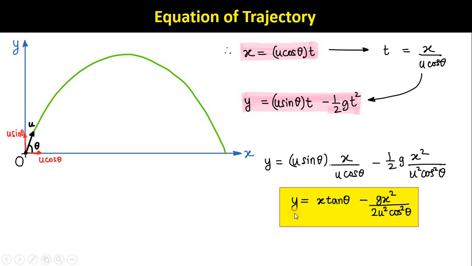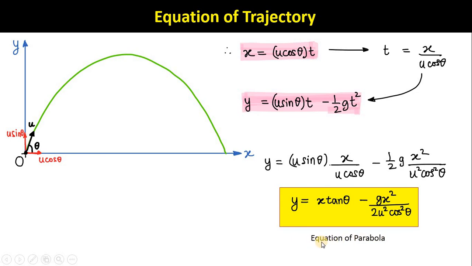So here the final answer, y is equal to x tan theta minus gx square divided by 2u square cos square theta. This equation is called the equation of trajectory, because it is the relationship between y coordinate and x coordinate of the particle, and the time t is not present here. You can see we have eliminated the time t from both the equations to obtain this result. So a relation between y coordinate and x coordinate of the particle is called the equation of trajectory. Now this equation is quite a big equation, and every student is supposed to memorize this formula.